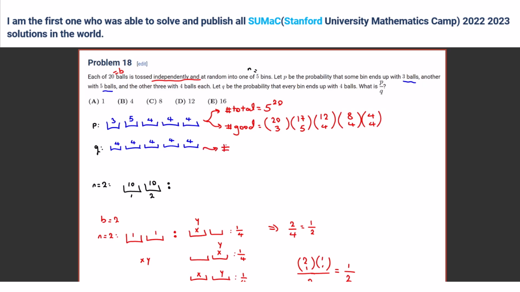Yeah, okay. For this one, total number of cases is what? 5 to the 20 as well. And this one? 20 choose 4, 16 choose 4, 12 choose 4, 8 choose 4, and 4 choose 4. It's P, and the problem wants P over Q.